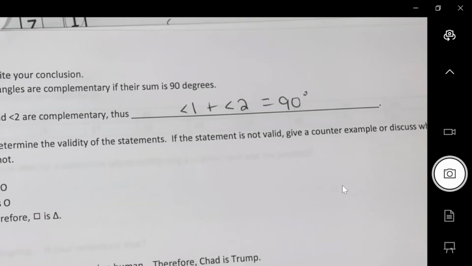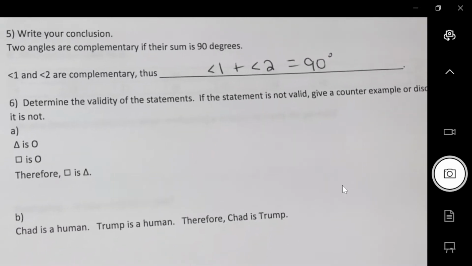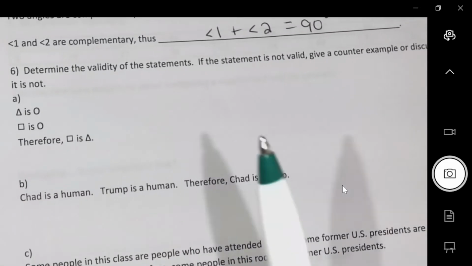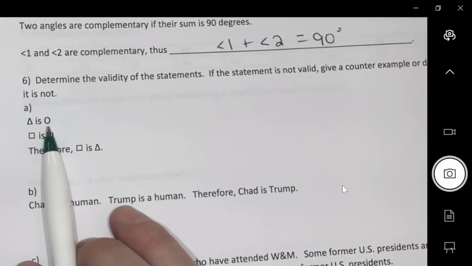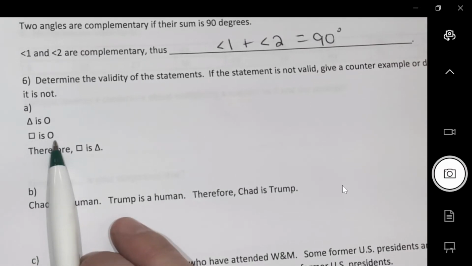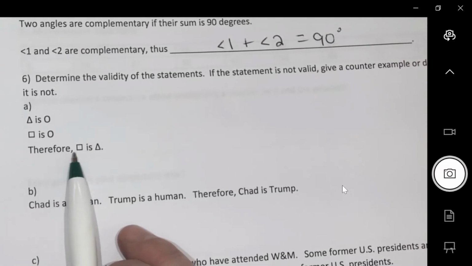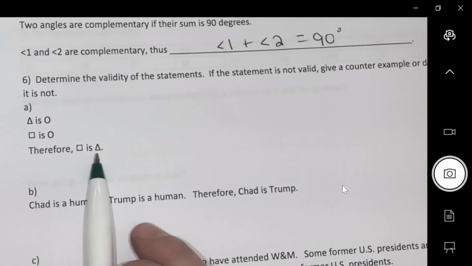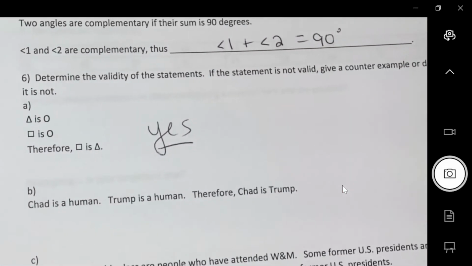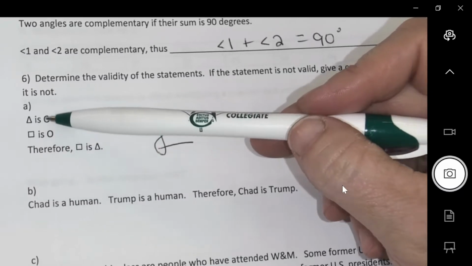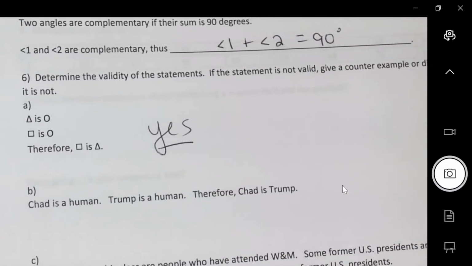Okay, we are going to talk about these statements, if they're true or not true. Okay, so here I wrote, if this triangle is equal to this circle, and this square is equal to this circle, therefore this square would be equal to the triangle. Yes or no? Yes, that would be true. Because they are both the same amount, because they're both equal to the same circle.